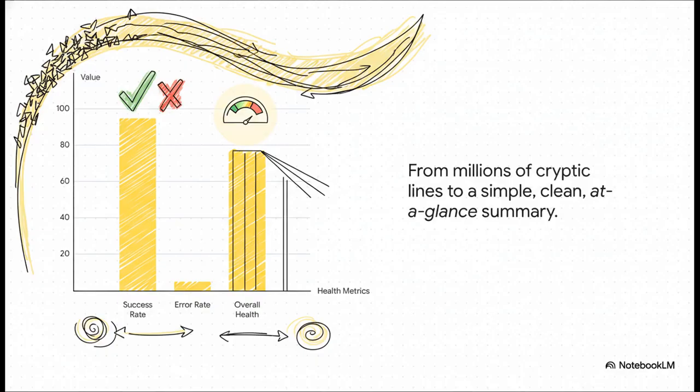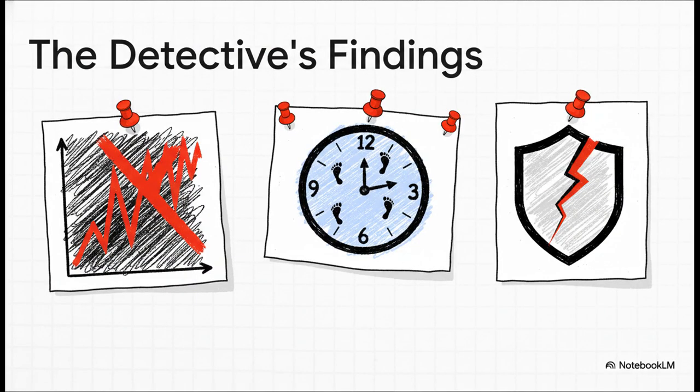No digging required. So what about those weird things that the brain found? This is where our detective presents its findings. It automatically flags things for you, like, hey, this svchost.exe thing is failing way more than it should. Or you've got a lot of activity happening between 10 p.m. and 6 a.m., and there's a big spike in access denied errors. These are the golden nuggets pulled right out of the noise for you.